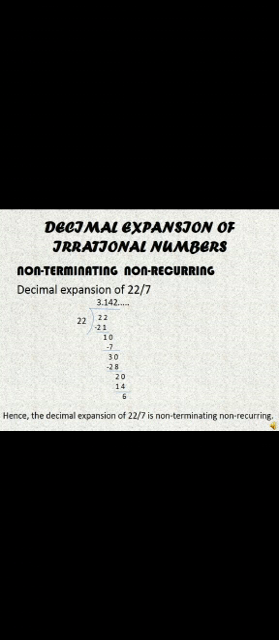If we take the example of 22 by 7, when you divide 22 by 7, you will see that 0 will never come as your remainder. The quotient will keep on increasing and increasing, but it will never end, and the numbers will also not repeat themselves in the quotient. So such a decimal expansion is non-terminating and non-recurring, and the decimal expansion of 22 by 7 is the same.